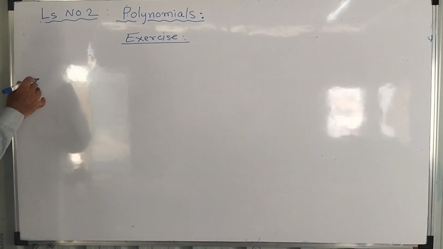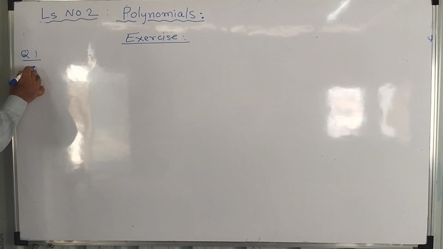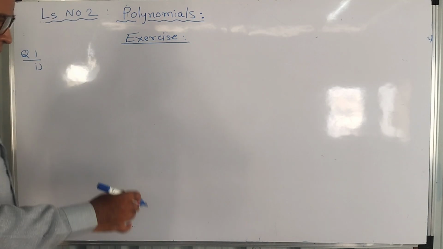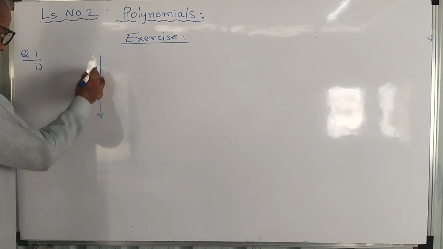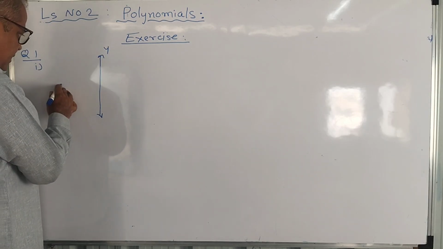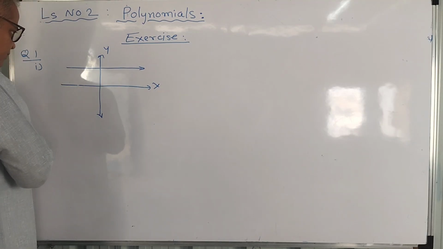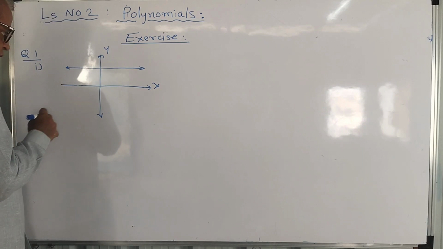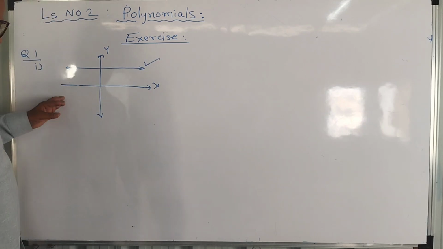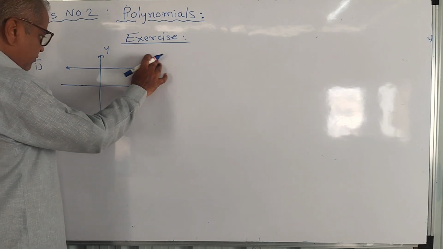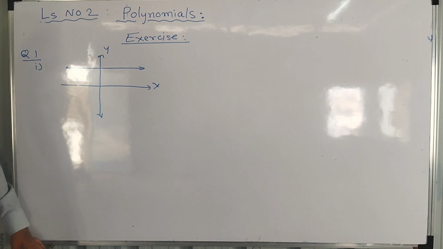I will write a full write-up for sub question number 1 and sub question number 2. What is it? The first graph is like this. This is the y-axis, this is the x-axis, and this is the graph of y is equal to p of x. How many zeros does this polynomial have? From the graph we can see this graph does not intersect the x-axis at a single point. So that's why this polynomial has no zeros.